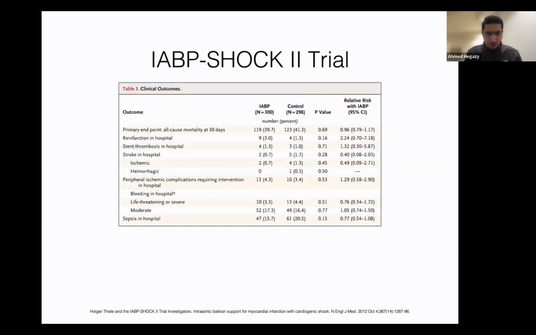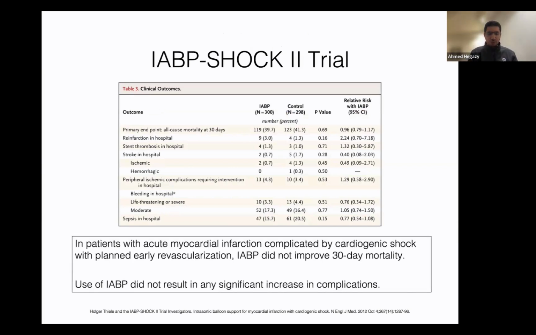And there was also no difference in complications. Surprisingly, they did not find a difference in any of the ischemic complications or bleeding complications from the balloon pump. So what they concluded was that in patients with acute MI complicated by cardiogenic shock with planned early revascularization, balloon pump did not improve 30-day mortality. So the use of a balloon pump did not result in any significant increase in complications. That was another finding that they found.